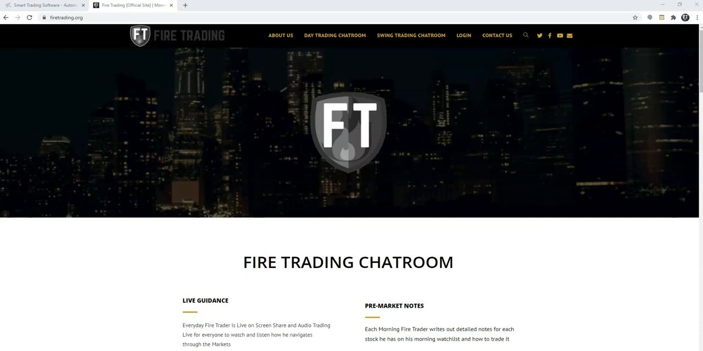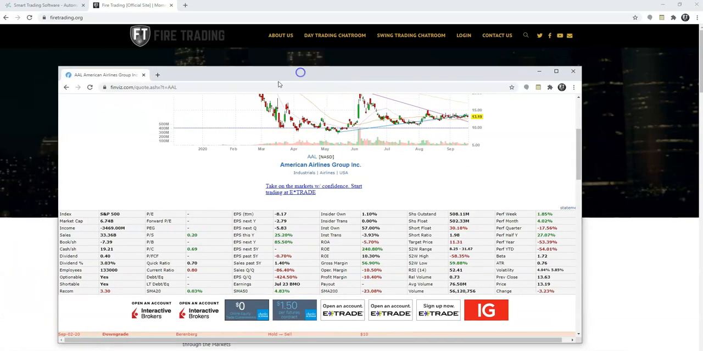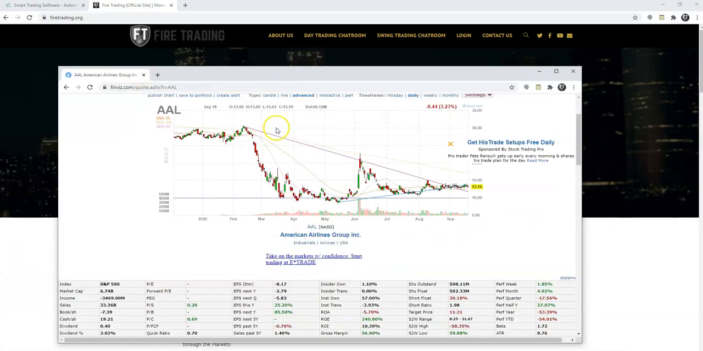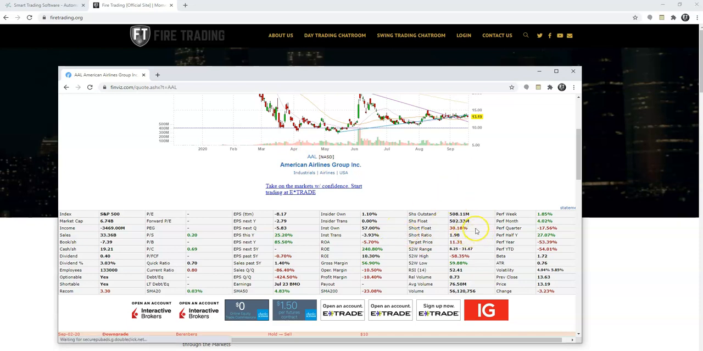First off, going over what the float is. The float is the amount of tradable shares of the company that you can purchase. Now, the short float is the percentage of that float that is short. So we'll take a quick look here. This is finviz.com, a pretty good free site where you can look up info. This is the short float right here. This is American Airlines. You can see that it has a 30% short float. That means 30% of these 502 million shares are short.